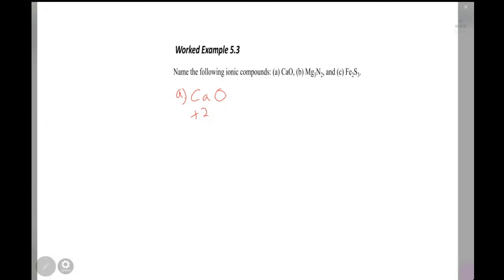So all I have to do is just write the base name of my cation. So calcium. And then my anion here is oxygen. But I don't name oxygen as oxygen when it's an anion. I have to name it as oxide. So that would be my answer for A, just calcium oxide.